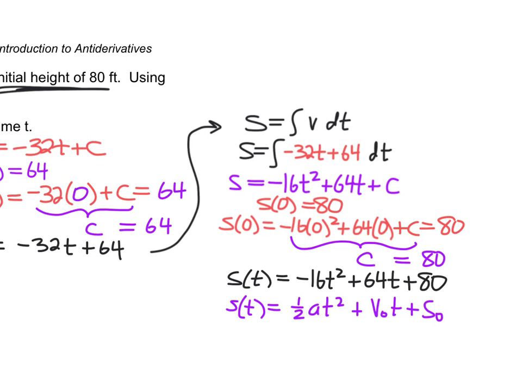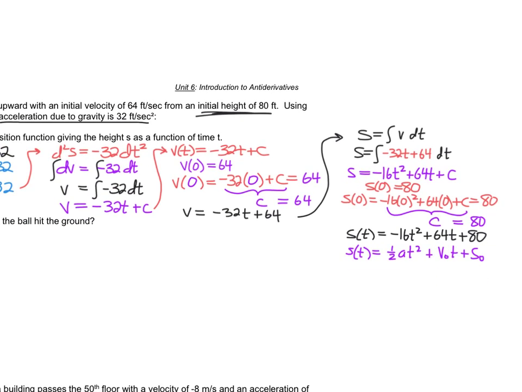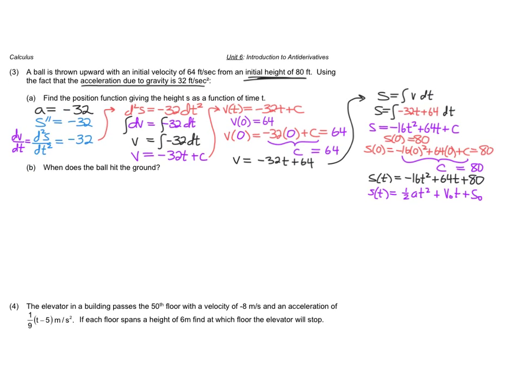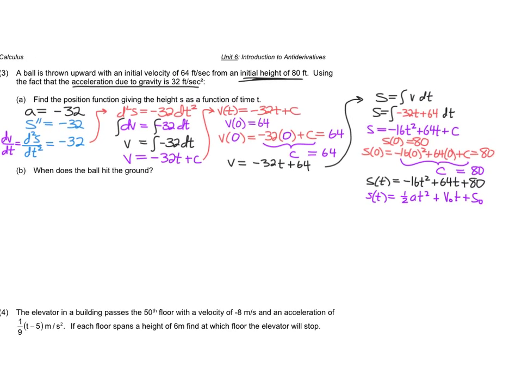If you do that with general terms, meaning instead of actually putting in negative 32, you just leave it as A, you would get this formula. It's a pretty cool realization that it's totally within your capability at this point to invent formulas that people in physics class have to memorize. That's pretty solid stuff.